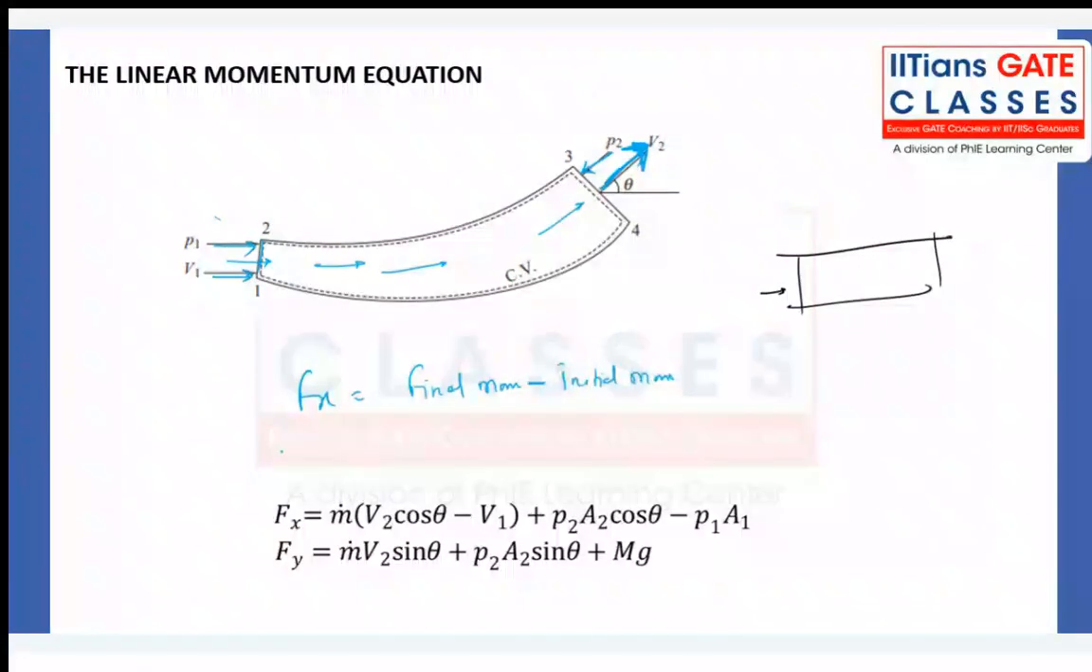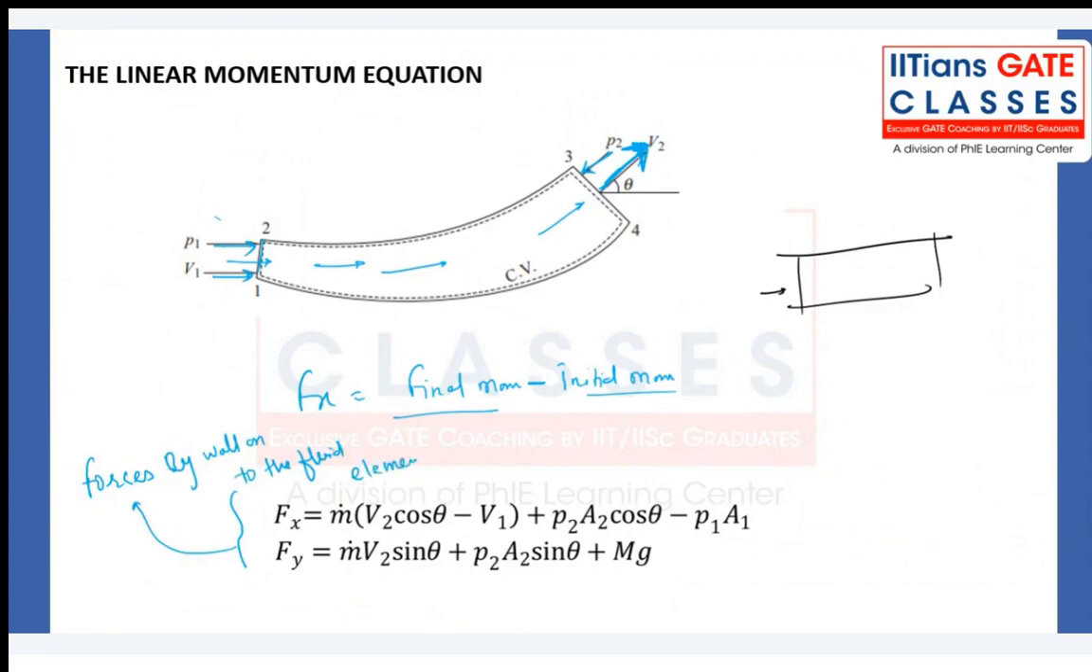But for initial momentum and final momentum, you have to note down very carefully. Whenever you are finding the forces by the wall onto the fluid element, you have to write final minus initial. Whenever you are finding the force by water onto the wall, it is initial minus final.